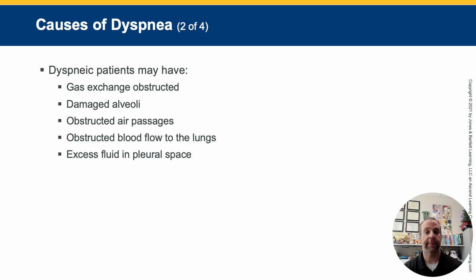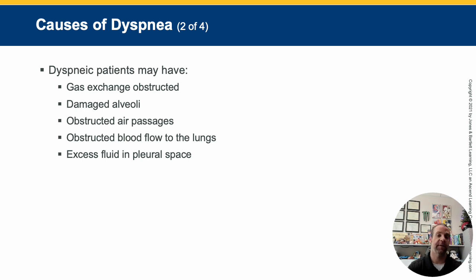Another cause is damaged alveoli. That's often seen in our emphysema patients, where the walls of the alveoli break down, forming large spaces that don't exchange gas efficiently. Additionally, obstructed air passages can also cause shortness of breath, whether it's from a bronchospasm like you see in asthma, maybe mucus plugging, or anatomical narrowing from infection or swelling.